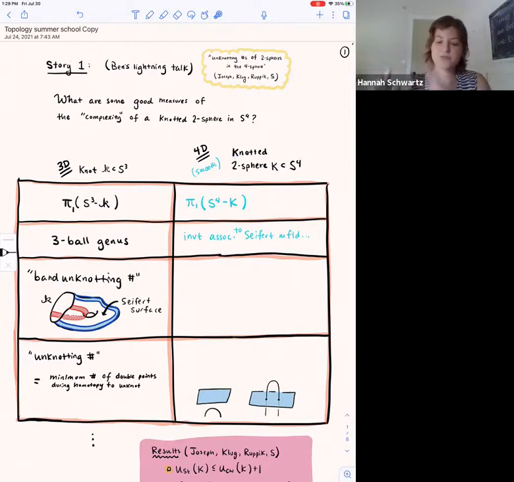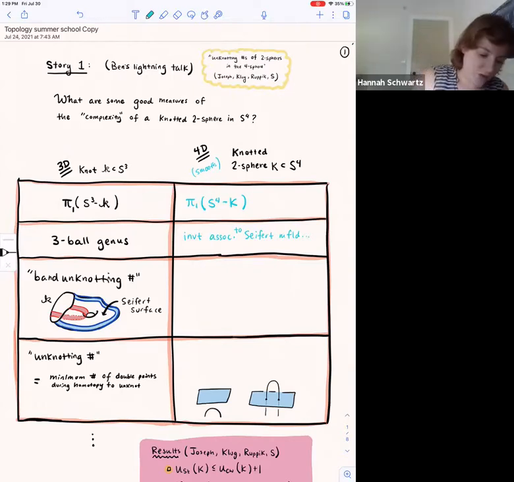Okay, so I want to carry that over to get a similar idea for knotted 2-spheres in S4. Okay, so hold on, I want to see my notes on this screen. I have to fiddle around with my computer for a second. Let's do this. Okay, I want to see all of you and I want to see my notes at the same time.